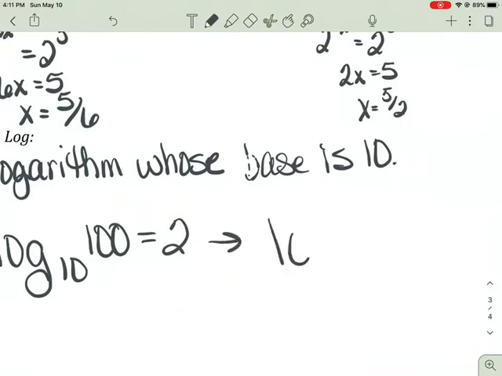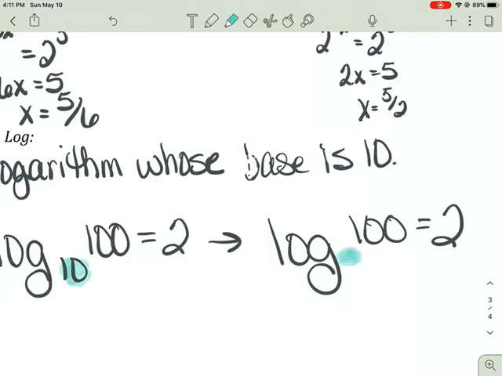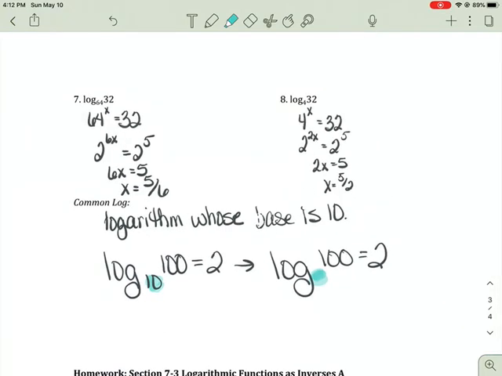So what you're going to see is instead of writing log base 10 of 100 is equal to 2, we're going to see it as log 100 is equal to 2. Notice over here I have the subscript 10 that's not over here. It's understood to be 10 if there is nothing there. And everything else is the same. We would write it as an exponent: 10 to what power gives me 100. All of that stays the same.